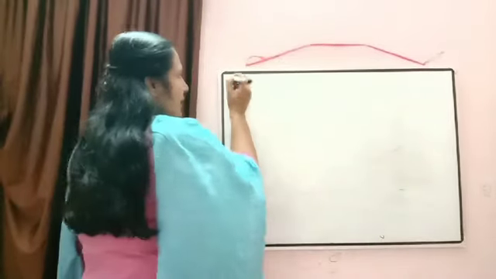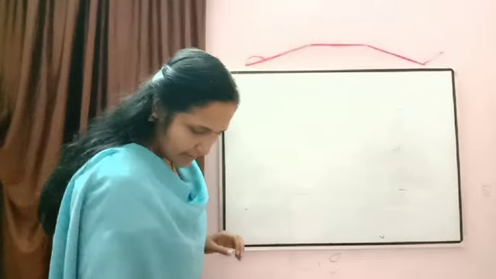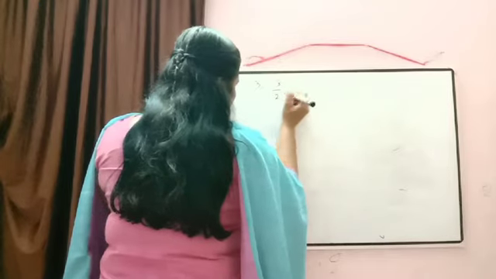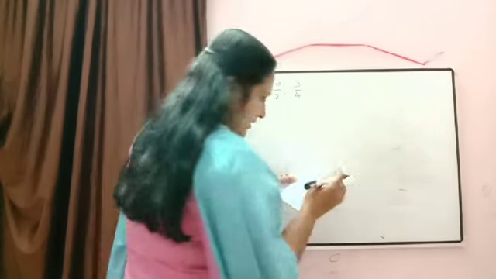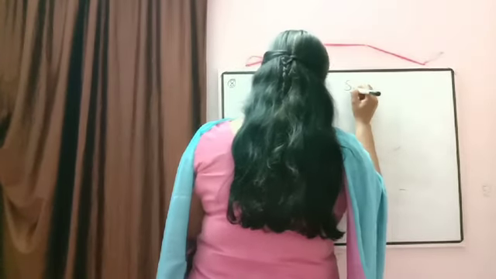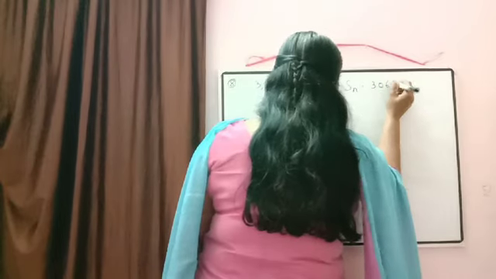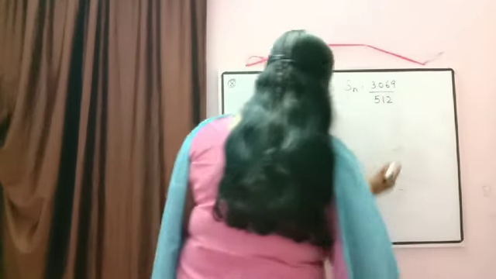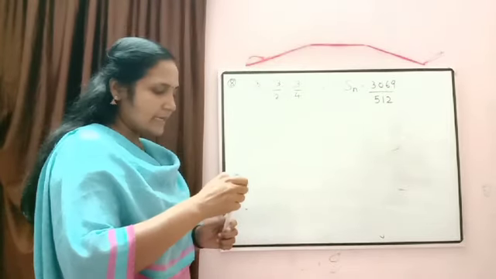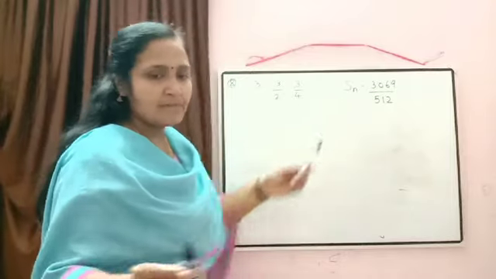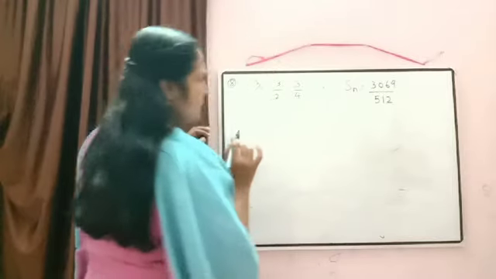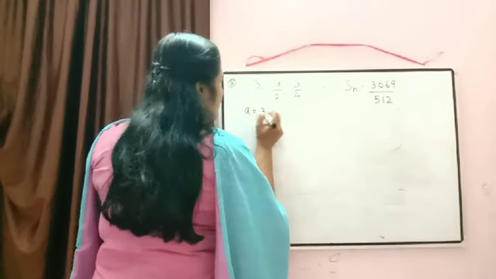Now we can check the 8th question. In the 8th question it is written, how many terms of the GP 3, 3 by 2, 3 by 4, etc. are needed to give the sum equal to 3069 by 512? So how many terms are needed there? Again we'll suppose that the sum of n terms is equal to that much, 3069 by 512. So what is A here? A is equal to 3.